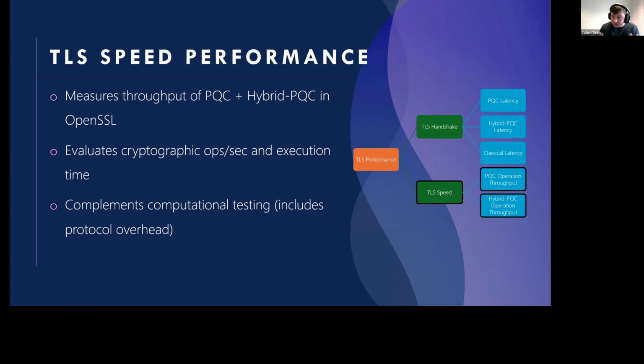This is TLS speed testing, the final subcategory of testing. This measures the throughput of PQC and hybrid PQC operations within OpenSSL. This uses the OpenSSL speed tool. Basically, what this will do is perform, again, as many operations as it can within a set time window. We're able to see how many operations we can get through in that time. This complements the computational performance testing in the sense that when we use the speed tool, we're also accounting for the overhead of the OpenSSL library on the system. So we're able to see, for example, if we were a server, how many connections we can get through in a second by running this test window.